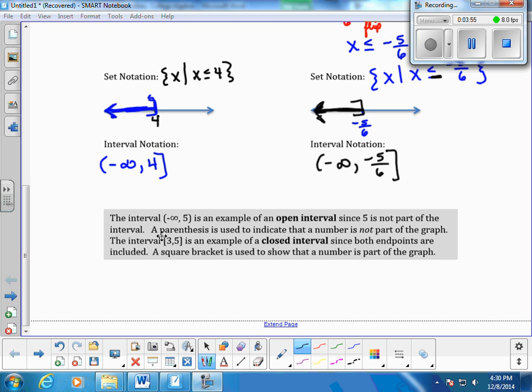The interval negative infinity 5, when there's a parenthesis, it represents an open interval because the 5 is not included as part of an interval. If it's a bracket, it's a closed interval. And it means both of the endpoints are included in the graph. So the square brackets means it's part of the graph. A parenthesis means it's an open interval and it's not part.